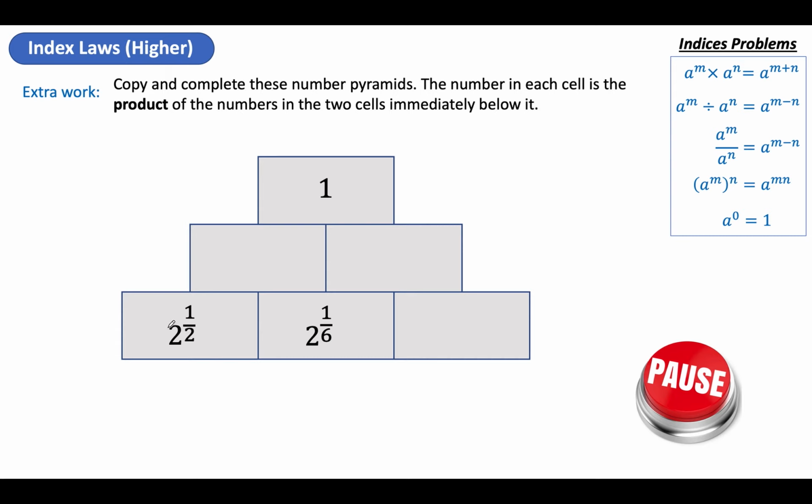Too late. Here is a problem. So you've got a little pyramid here. We've done things like this before. The 2 bottom blocks go together. You do the product of those. Product means times. So you times these 2 together to fill up this block, and then these 2 blocks would multiply to make this one. So you've got to figure out what's going to go in this block and this block. Okay, so pause the video, do the pyramid, unpause when you're done.